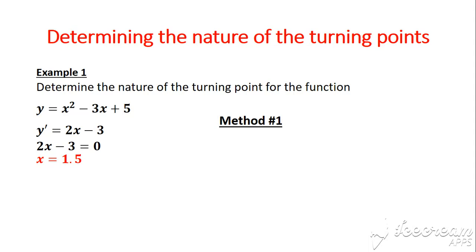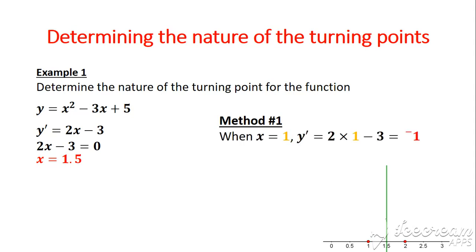So here's method number 1. We're going to draw the x-axis. We know there's a turning point when x is 1.5. We're going to pick a point on the left-hand side of the turning point, maybe at 1, and a point on the right-hand side, maybe at 2. When x is 1, we substitute 1 into the gradient rule. The gradient is 2x minus 3, so 2 times 1 minus 3 gives a gradient of negative 1.